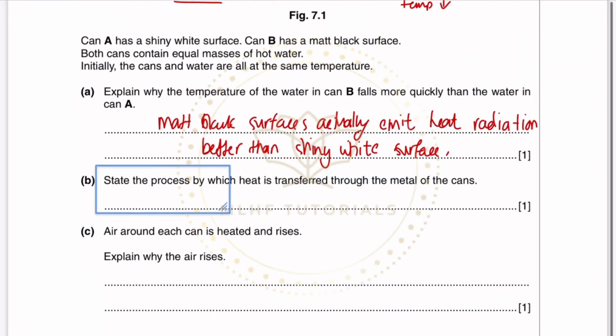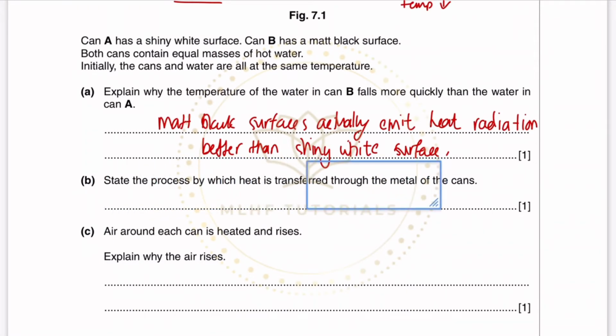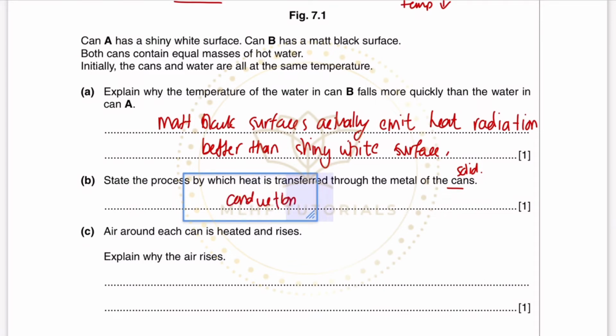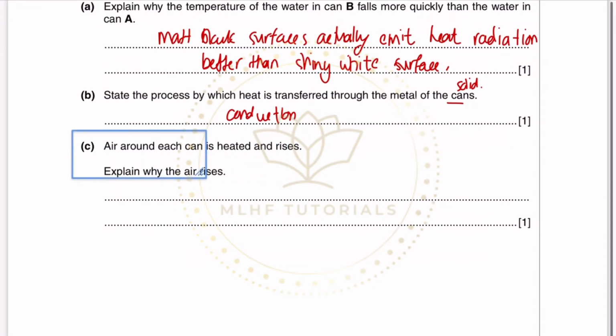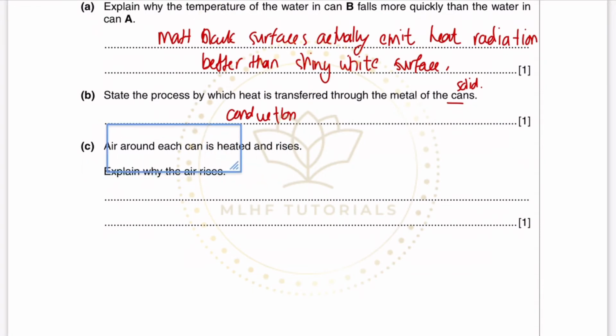Okay, next part B. State the process by which the heat is transferred through the metal of the cans. Okay, so cans are solid. So the method or the process to transfer heat through solid is conduction. Okay, part C. Air around each can is heated and rises. Explain why the air rises.